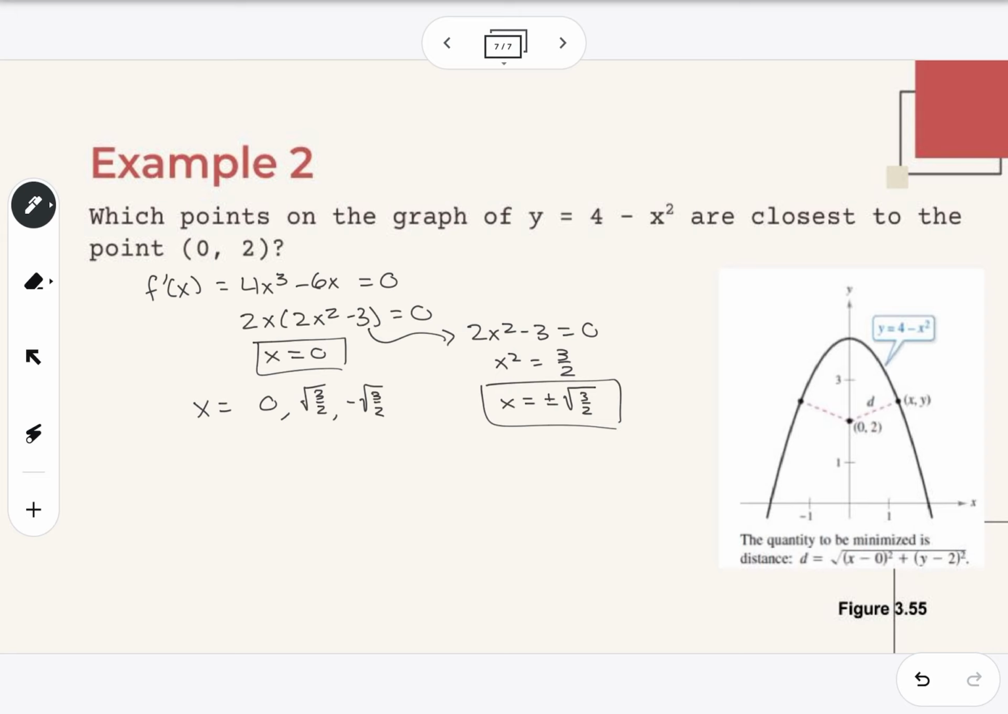And because I don't really have endpoints, right? We talked about that on the previous slide. I don't really have endpoints for this problem. My domain is the entire real number line. I'm going to have to use a different method to determine which one of these values might represent the x value that will give me my minimum distance. You can use your first derivative test, or you can use your second derivative test, right? Both of those tests are helping you find your relative extrema.